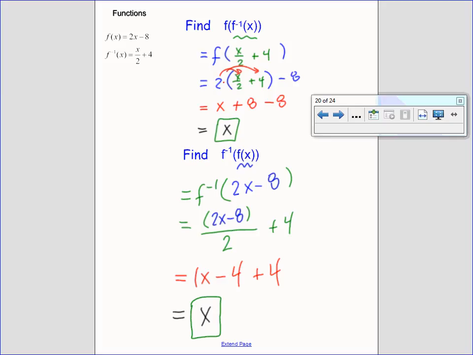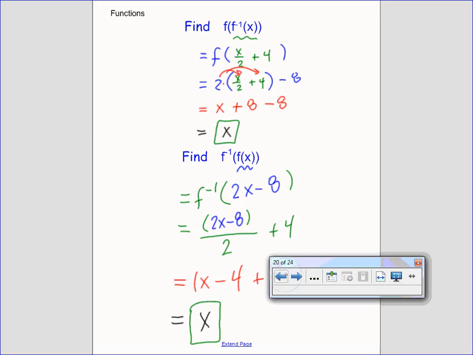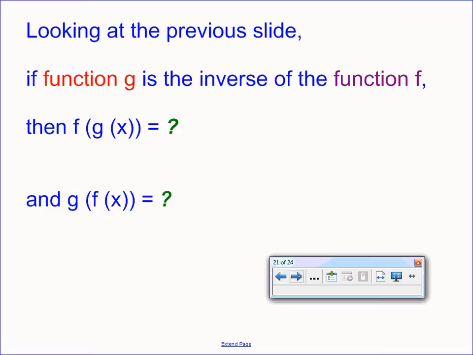There's my generalized composition. If x goes into f inverse, whatever f inverse did to that input, f will undo it and get you right back where you started. If input x goes into f first, whatever my function rule f does to it, f inverse is going to undo that and get you right back where you started. So we can generalize this as follows. Looking at the previous slide, if function g is the inverse of function f, then f of g of x equals what? If g is the inverse function of f, then g of f of x equals what? Well, we just replace those with g's, right? So what does f of g of x equal? x.